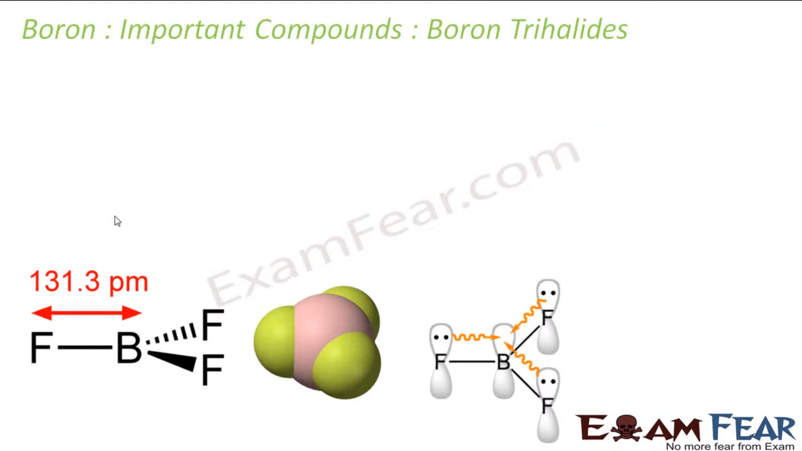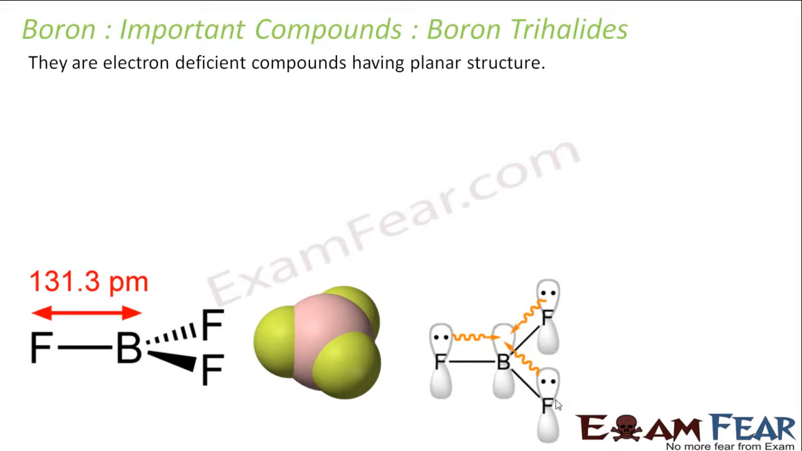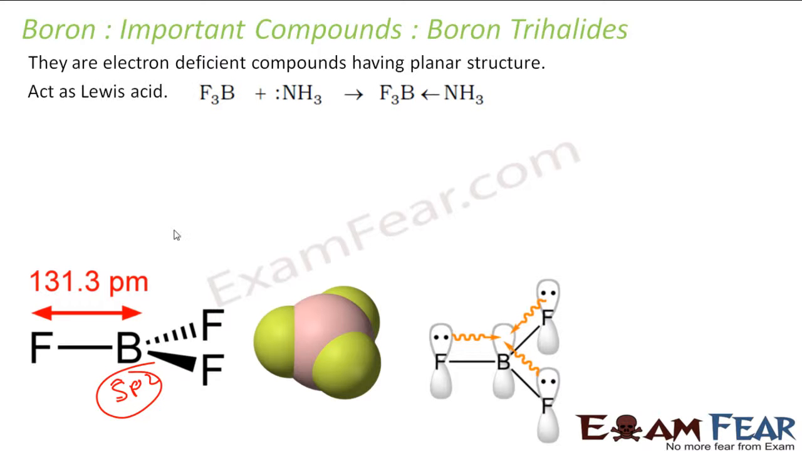Let's talk about a different important compound of boron, that is boron trihalides. If you see the structure, these are planar in structure, right? sp2 hybridization, all planar in structure, and they act as Lewis acids. Why? Because this boron is electron hungry, as it has only 6 electrons. So it acts as a Lewis acid. It reacts with ammonia, a Lewis base, to form this compound, right?